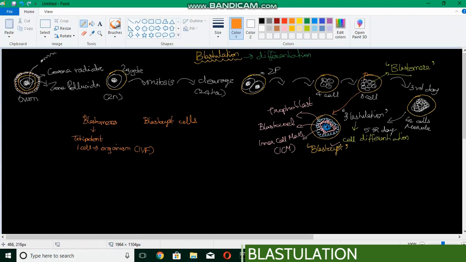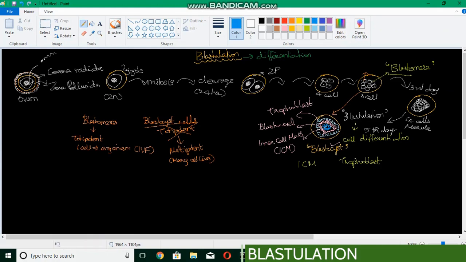Whereas if you take blastocyst cells, they are not totipotent. They cannot give rise to an entire organism on their own. They are multipotent though, which means they can give rise to many different types of cell lines, but not the entire organism itself. Now let's see the specific functions of the cells inside the blastocyst. We have the inner cell mass cells and the trophoblast cells.